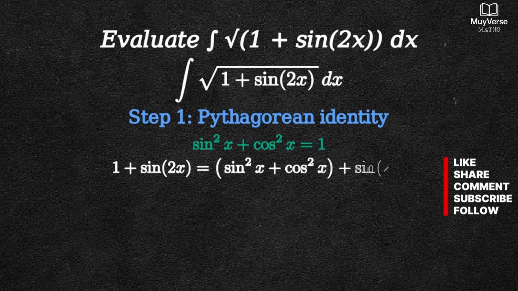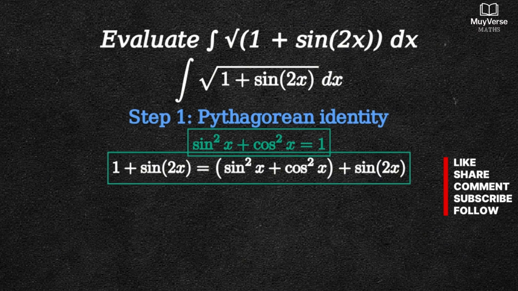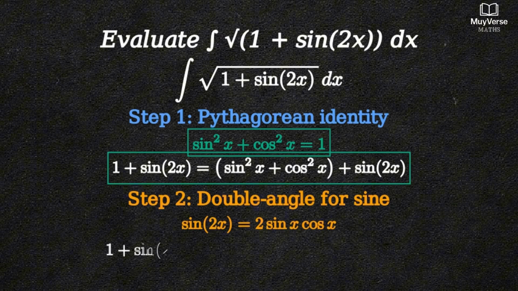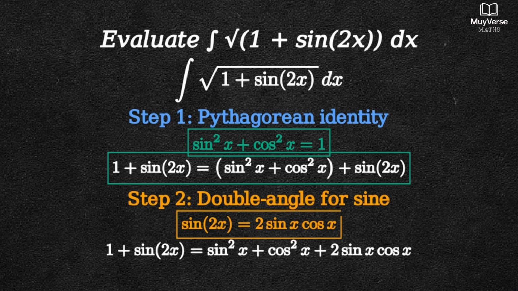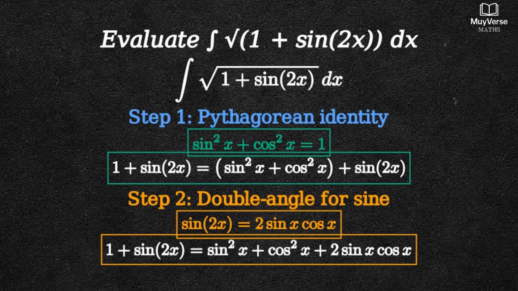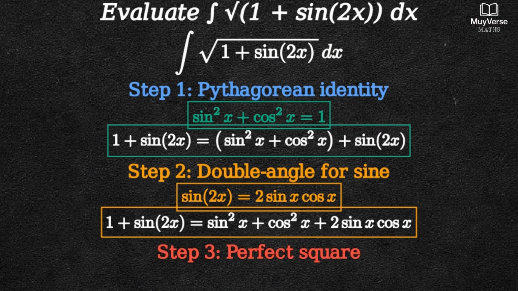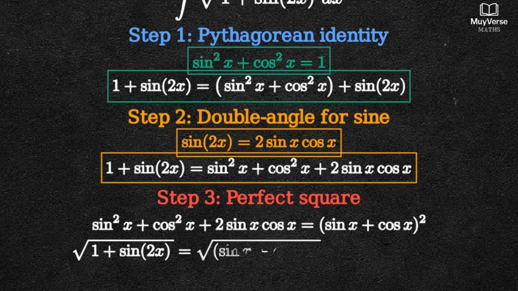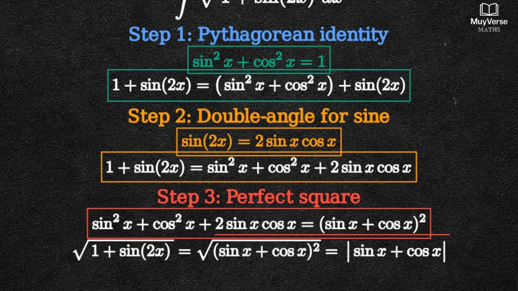So 1 plus sine 2x becomes sine squared x plus cosine squared x plus sine 2x. Step 2. Use the double angle identity. Sine of 2x equals 2 sine x cosine x. Substituting this in gives sine squared plus cosine squared plus 2 sine x cosine x. Step 3. Recognize the perfect square. Sine squared plus cosine squared plus 2 sine x cosine x equals the square of sine x plus cosine x. Therefore, the square root of 1 plus sine 2x is the absolute value of sine x plus cosine x.